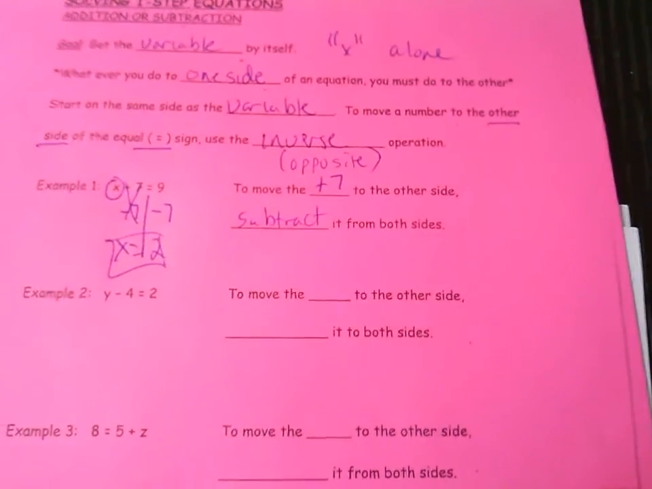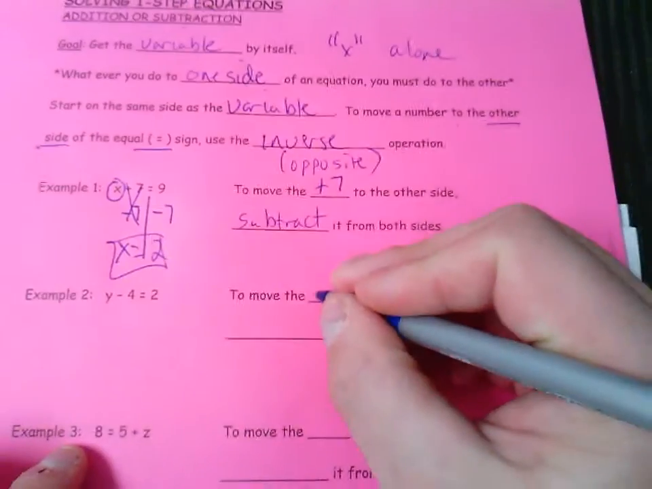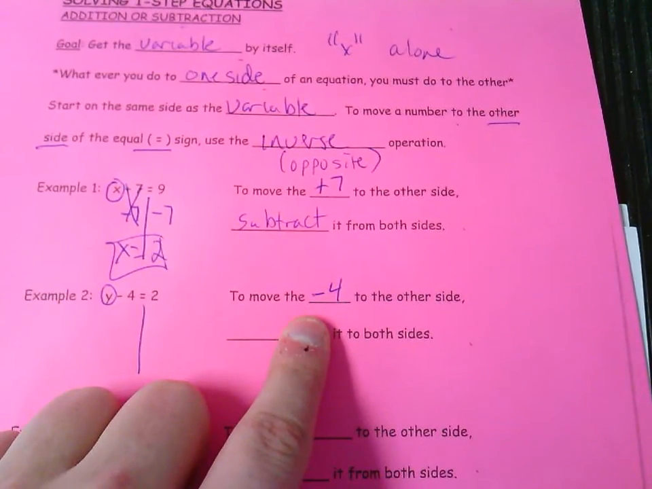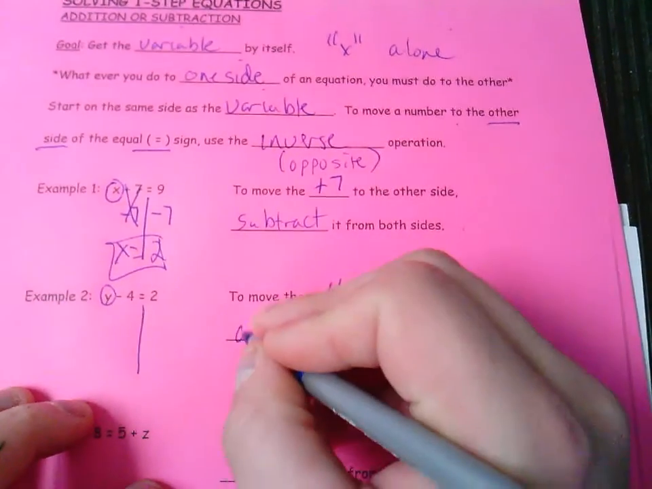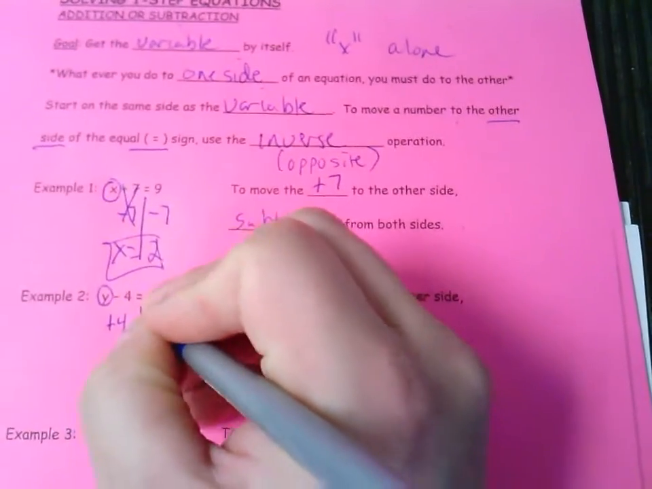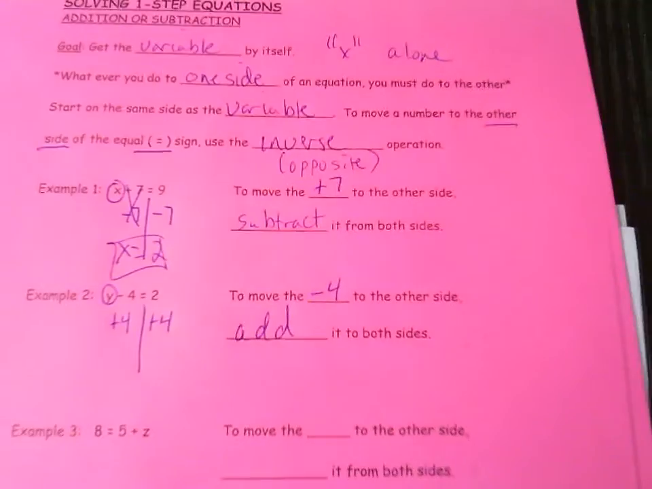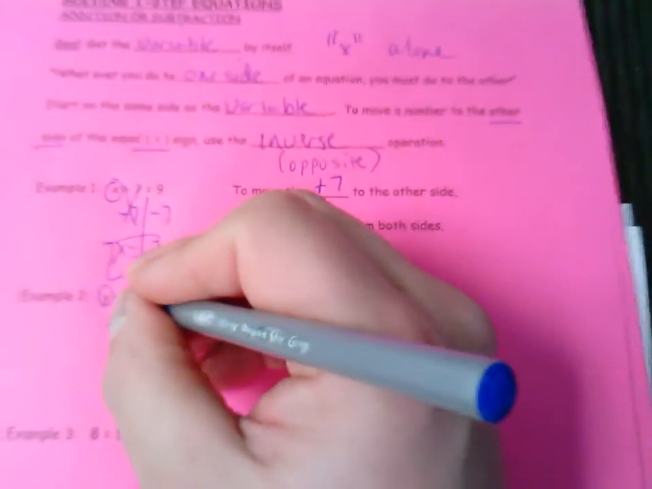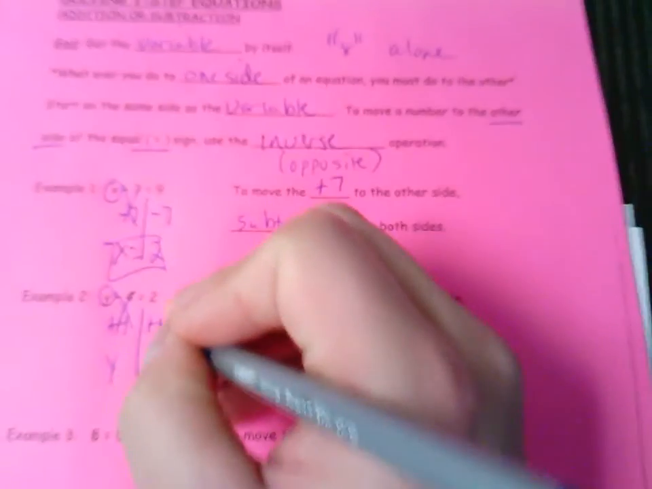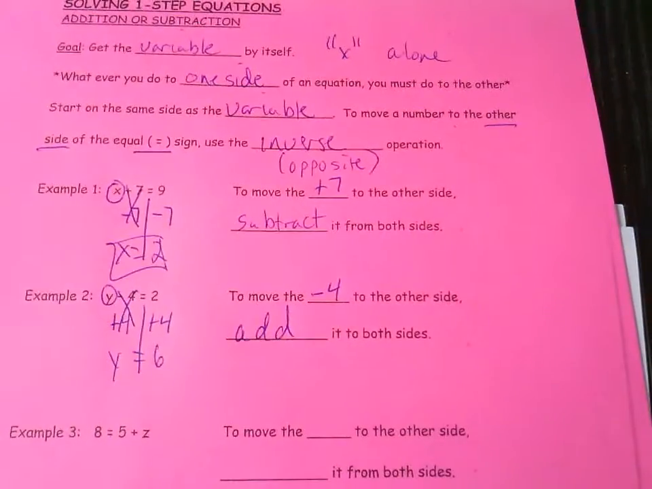Example 2, a subtraction one. To move the minus 4, so draw a line down the equal sign, circle my variable. Now I've got a minus 4. And yes, you do need to consider the sign. To the other side, we will add it to both sides. So we're going to add 4 here, add 4 there. Okay. Whatever we do to one side, we do to the other. So the 4's are gone. Okay. And 2 plus 4 is equal to 6, so y would equal 6.